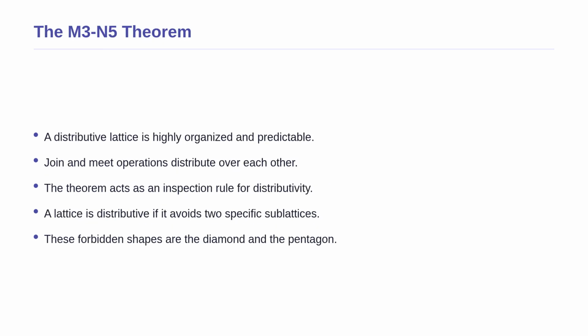Now that we know what a lattice is, let us talk about a special, highly organized type called a distributive lattice. Here, the join and meet operations distribute over each other, just like multiplication distributes over addition in basic algebra. The M3-N5 theorem gives us a powerful shortcut. It states that a lattice is distributive if and only if it does not contain a hidden diamond shape known as M3 or a hidden pentagon shape known as N5.